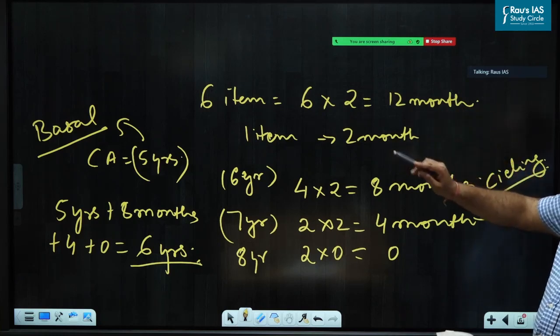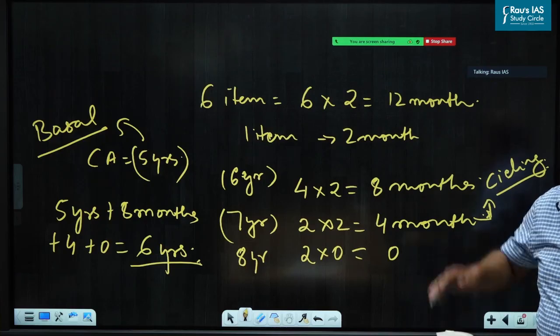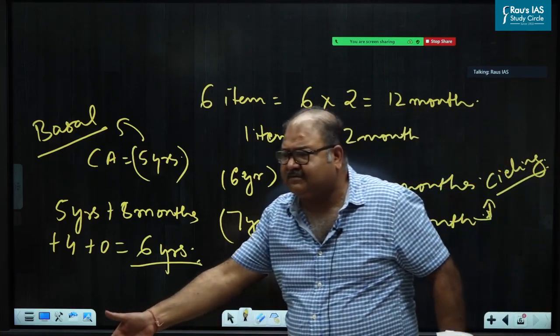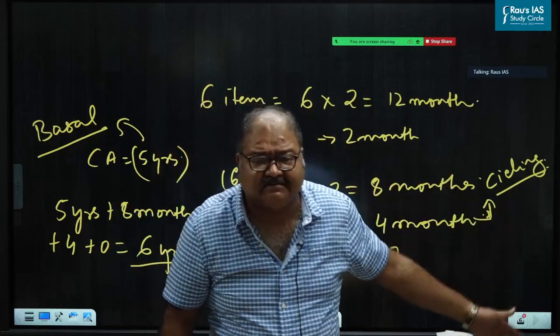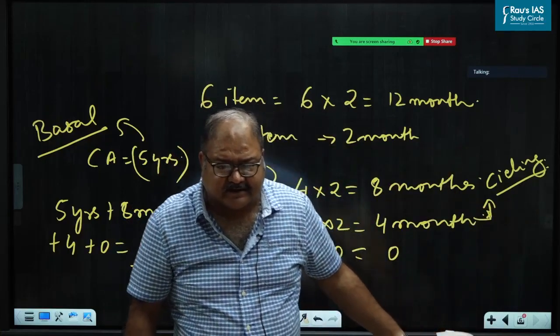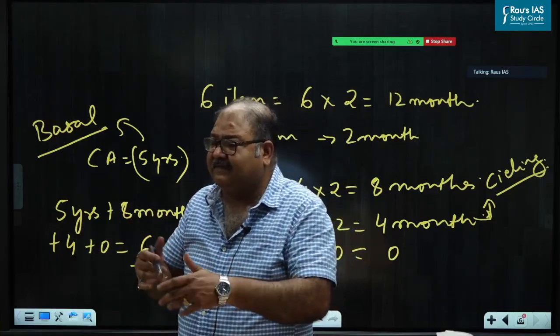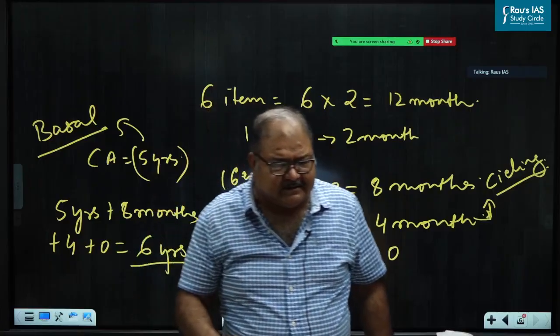So mental age will give information about 2 types of ages. One is basal age, another is ceiling age. Basal age is the age below which all questions will be solved correctly. Ceiling age is the age above which none of the questions can be solved correctly. Okay. So this is the way Simon Binet measured the mental age. In this manner, he used to measure mental age. Clear?